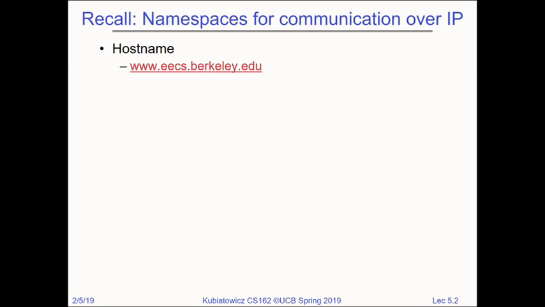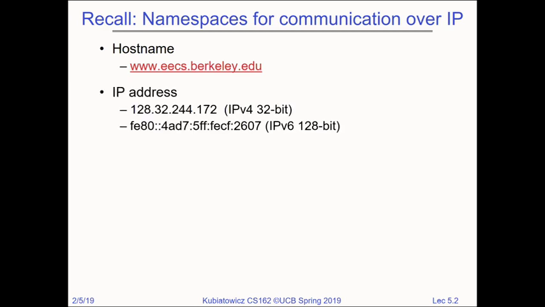So last time we started talking about networking and services to give you a flavor for that style of programming. And if you remember, for communication over IP, we had a couple of different namespaces. We had the host namespace, which of course resolves via DNS to something that looks like this, which is, in the case of IPv4, 4 8-bit numbers, and in the case of IPv6, a 128-bit number. And that's the actual address that's used by network routers.